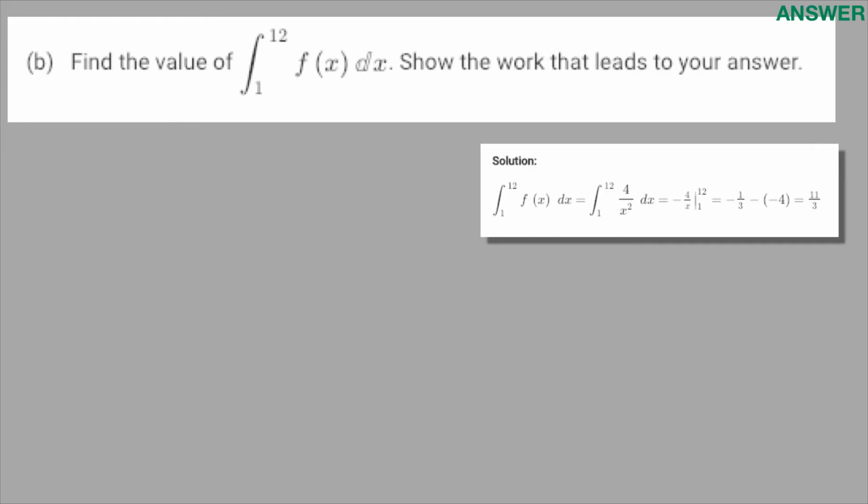One of the things that I like to do is, instead of using the quotient rule, which you don't even need to do here, I take 4 over x squared and turn it into 4x to the negative 2, and then apply your rule that says increase the exponent by 1 and divide by that. And that's the same thing as negative 4 over x, which is the same quantity they get right there. So once you get that antiderivative, substitute the values 12 and 1, subtract the difference, and get 11/3.